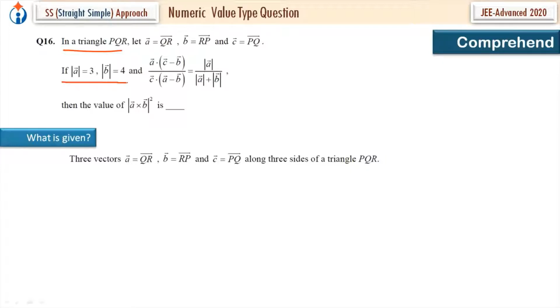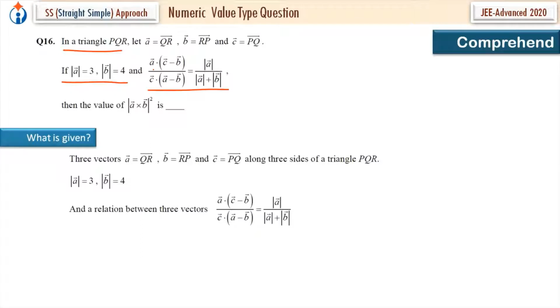If the magnitude of vector A is 3, the magnitude of vector B is 4, and there is a relation between the vectors A, B, C, involving the dot product and the magnitude. Perfect. Now what is asked? The value of the magnitude of A cross B vector whole square.